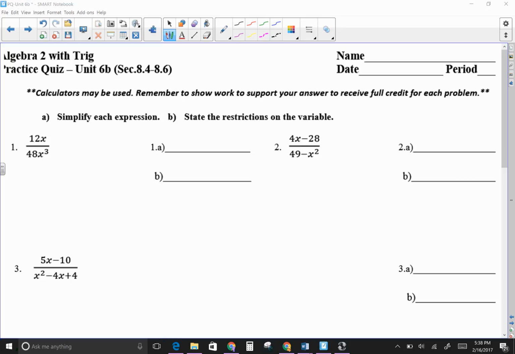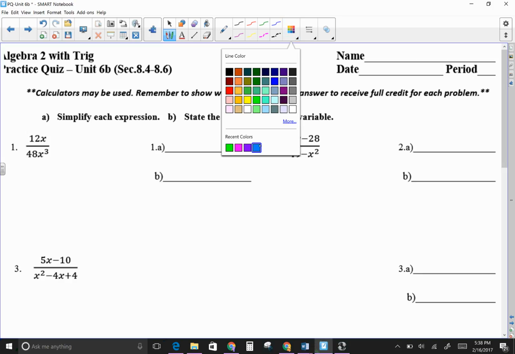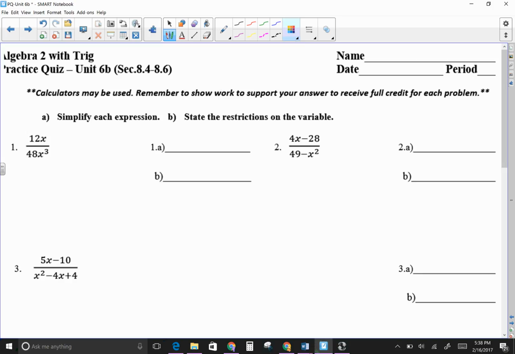Okay, this is your practice quiz for Unit 6B, which is sections 8.4 and 8.6 out of your book. I'm going to try to talk quickly so it's not very long, but please keep in mind that you can slow down and speed up the video in YouTube when you watch this. Okay, so simplify each expression, state the restrictions on the variable.